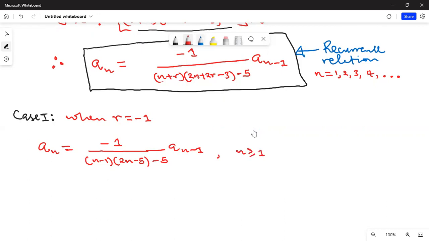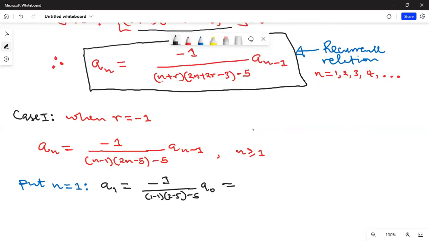So with this now, you can say put n is equals to 1, what do we get? When n is equals to 1, I'm going to get a1 is equals to -1 over 1 minus 1 is 0. Then that will be 2 minus 5, then minus 5 times a naught, which is the same as 1 over 5 times a naught. That's what we get.